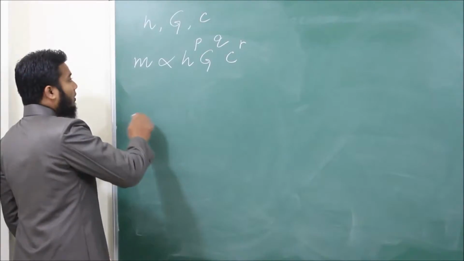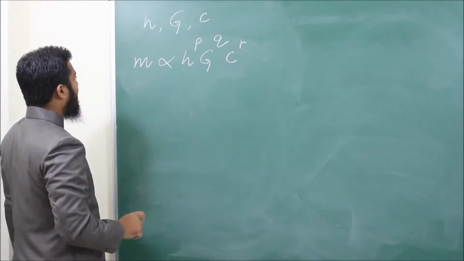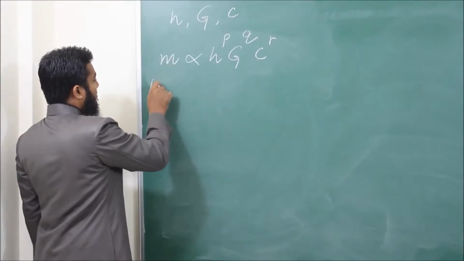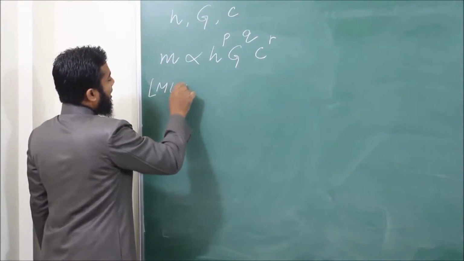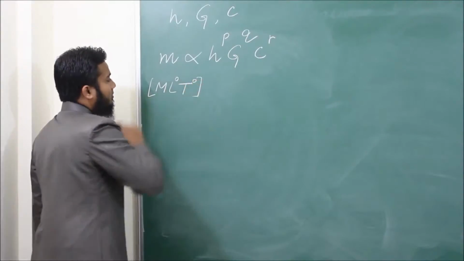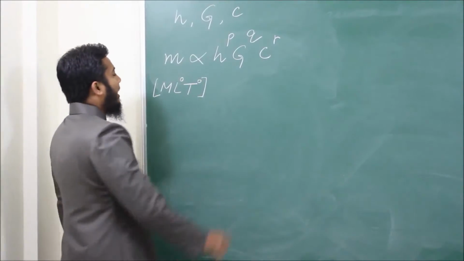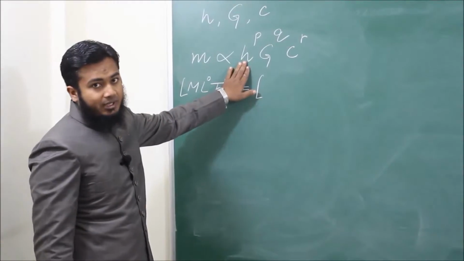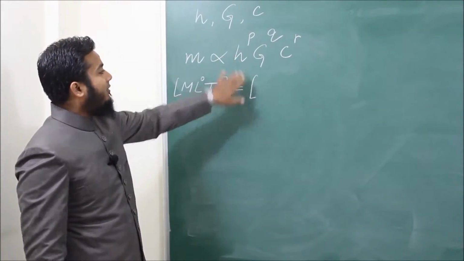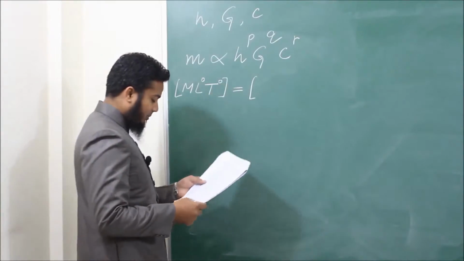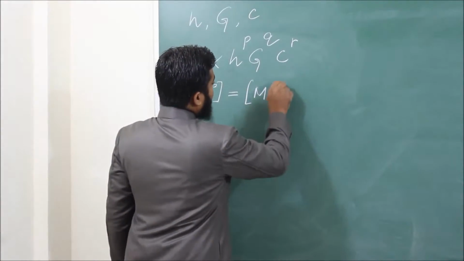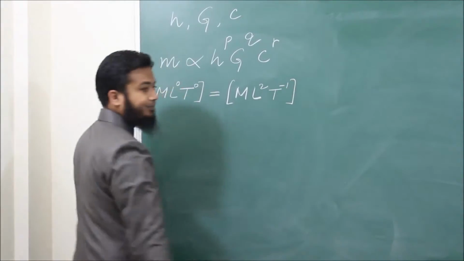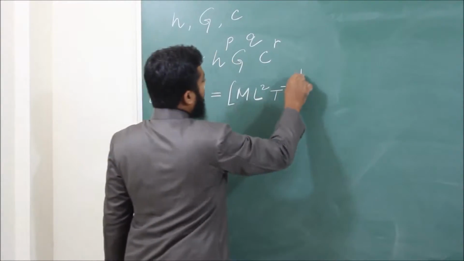Now, the dimensions on the left hand side and right hand side should be the same. The dimension on the left hand side is mass, and length and time are not there, so L^0, T^0. On the right hand side we have the dimensional formula for Planck's constant. If you remember, last time we calculated the dimensional formula of Planck's constant, which is (M L^2 T^-1), and the whole is raised to the power p.